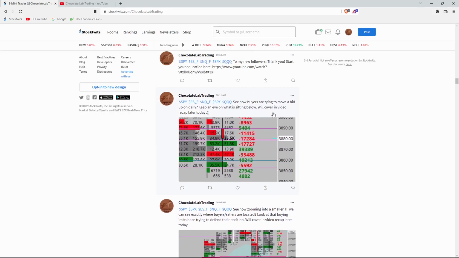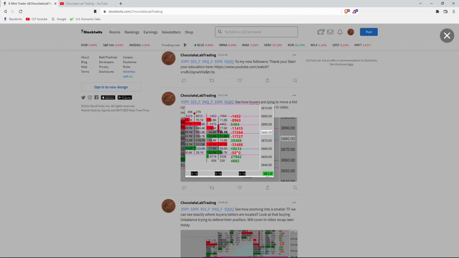See how buyers are trying to move the bid up on daily. Keep an eye on what is sitting below. We'll cover in recap later. So let me pull up this photo.